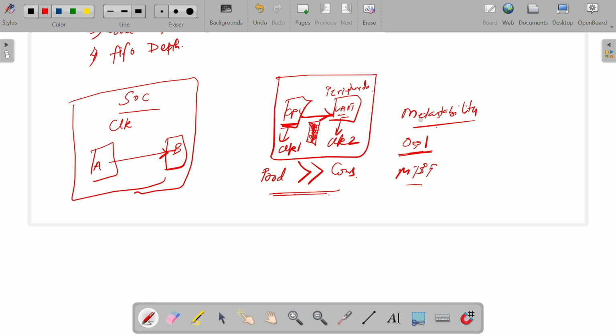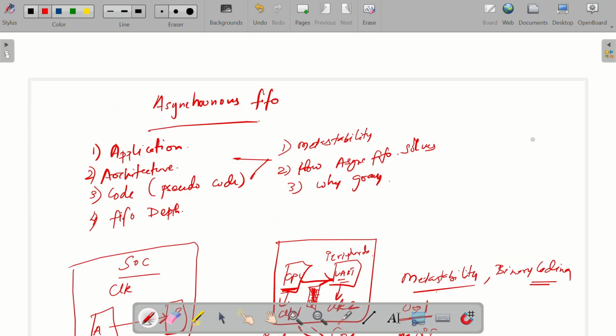So all these problems, clock domain crossing, the data transfer between two different clock domains, the problem of metastability, and the disadvantages of binary coding, which we will understand, are all solved using asynchronous FIFO. That is the reason why people have moved on from synchronous to asynchronous. Based on your application, your architecture will also change. So next we will discuss the architecture.